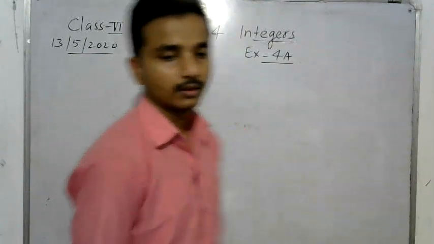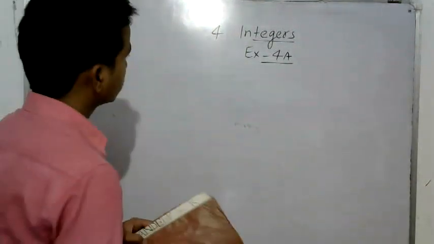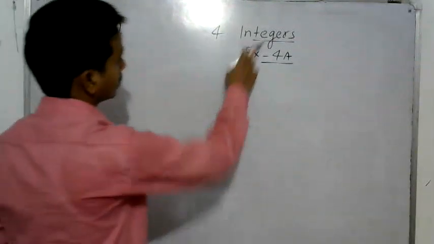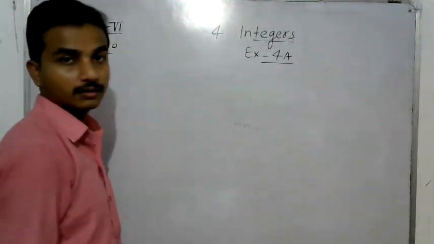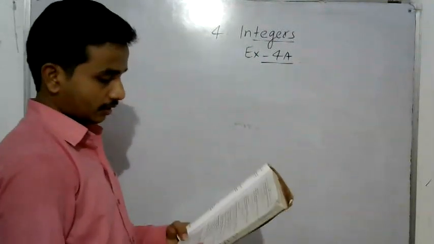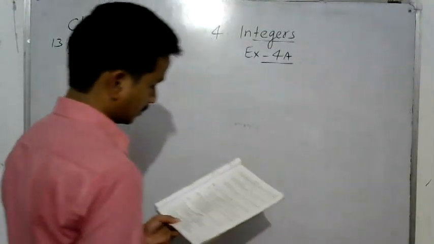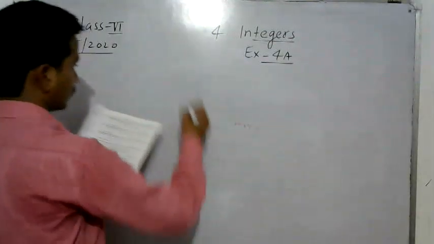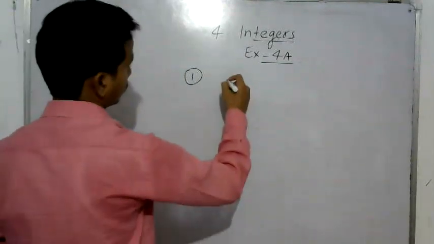So today we are going to start integers, and we will discuss some problems of exercise 4A. Now let's see question number 1. In question number 1, it is saying write the opposite of each of the following.